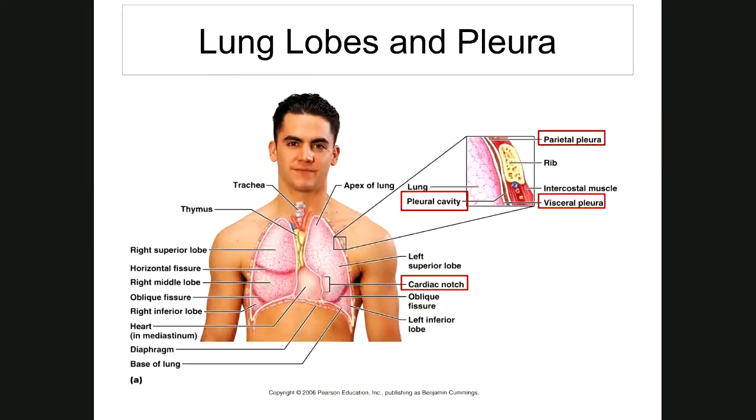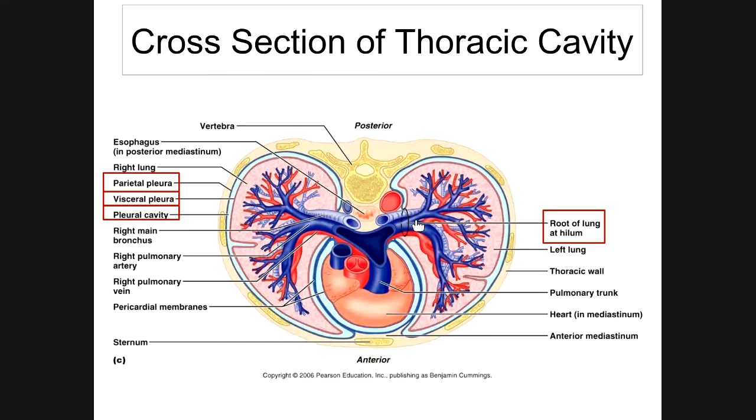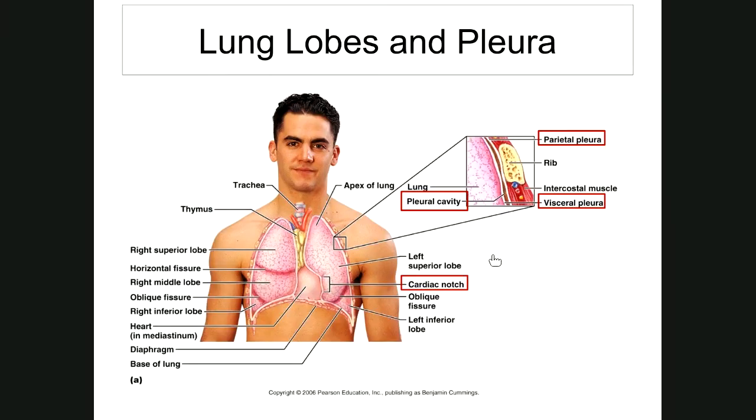And let's look at something too. We'll look at the cardiac notch. You see that the left side has a little notch in the lung called the cardiac notch, and that's basically where the heart is slightly to the left, and so it impinges or takes up space where that lung is, and then that lung has modified itself, and there's a cardiac notch. So in your notes it says there is a cardiac notch for the heart.